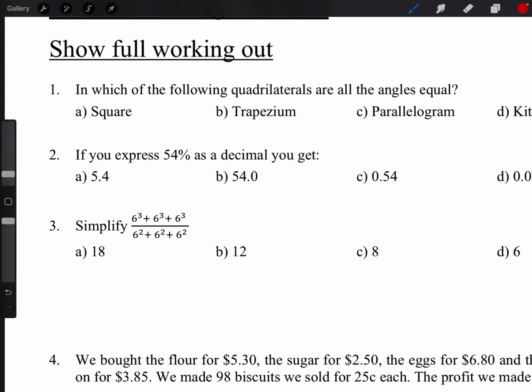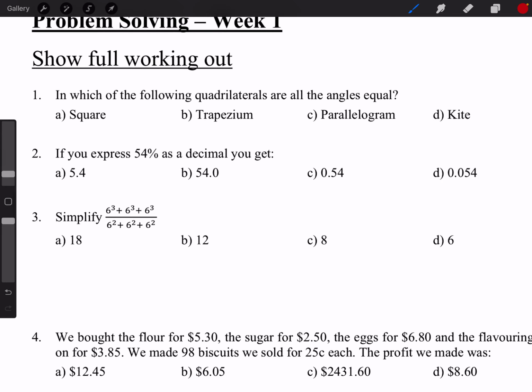Next one says, in which of these following quadrilaterals are the angles equal? Quadrilateral just means a four-sided shape. So any shape that has four sides, like a square, rectangle, trapezium, all of those are quadrilaterals. Now, it says in which one of these following are all the angles equal?